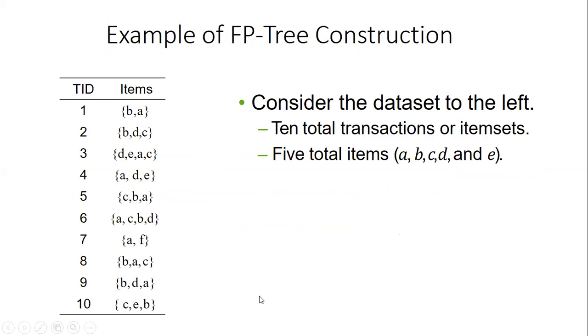Everyone, consider this example. This example we will be discussing in the entire chapter. There is a transaction database given with 10 different transactions. Here BA, BDA, DEAC, like this the item sets are given. So there are 10 total transactions or item sets. There are 5 different items across all these 10 transactions, that is A, B, C, D and E.